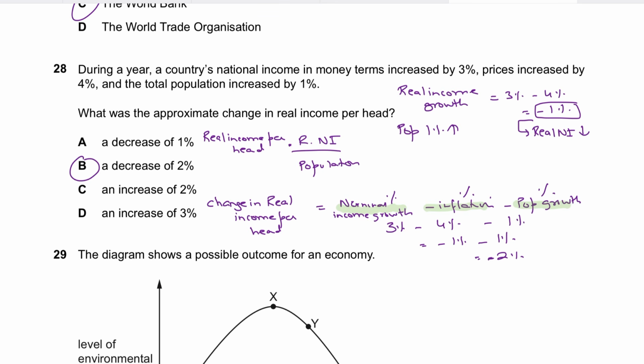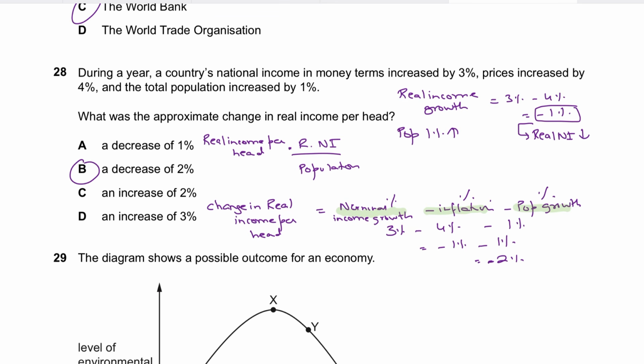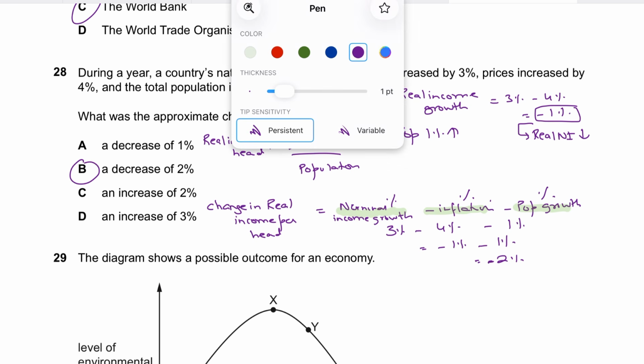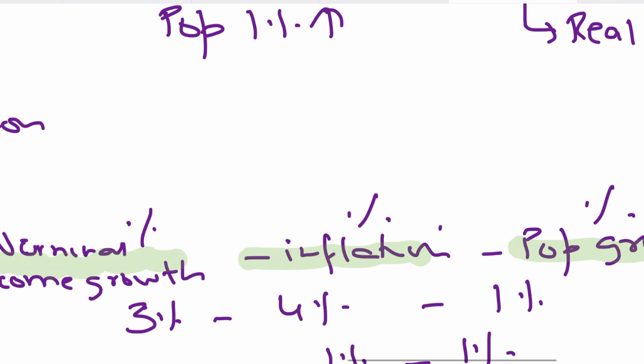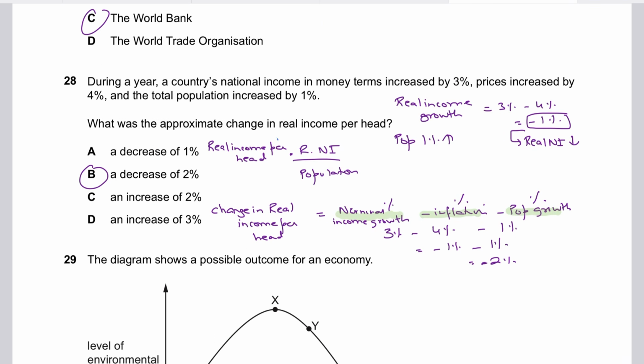But then it brings us to the question: if real income per head is real national income divided by population, why are we using this formula? And I'll tell you the mathematical reason behind it. You have to understand that when percentage changes are small, this division can be approximated by subtraction, right? What do I mean by that? Technically this is real income per head, but you're not finding real income per head, you're finding the percentage change in real income per head, right?